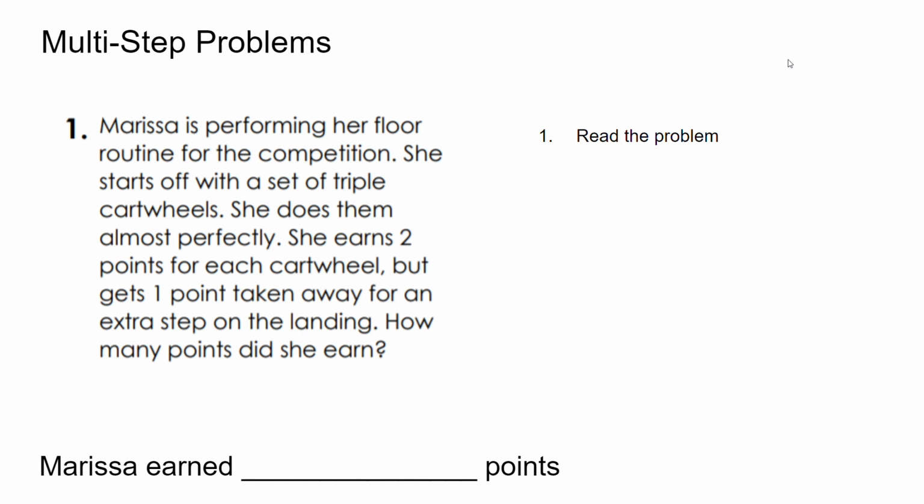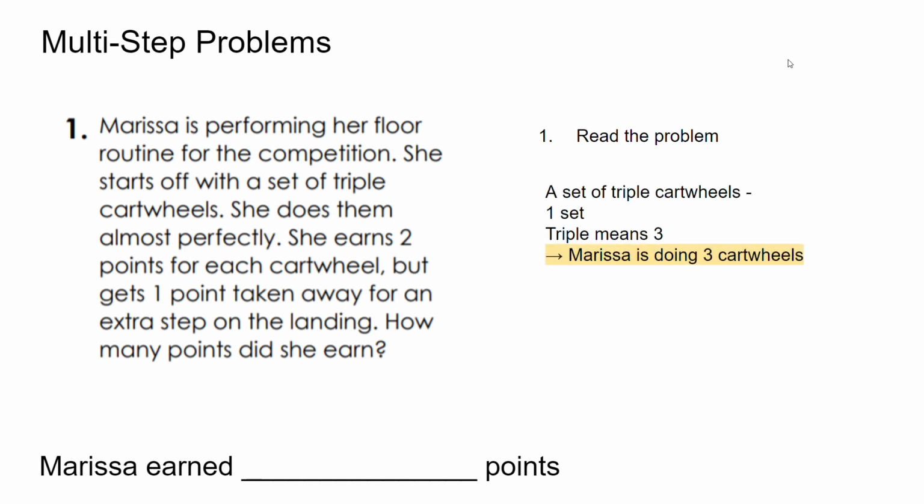So Marissa is performing her floor routine for the competition. No numbers, not helpful. She starts off with a set of triple cartwheels. Now that's important. See, because they told us numbers, but they said the numbers in words. So she starts off with a set. A just means one. So we have one set, and a set means a group. So we've got one group. And of triple cartwheels. Triple means 3.